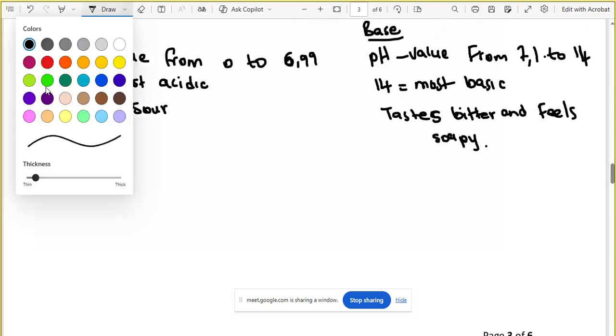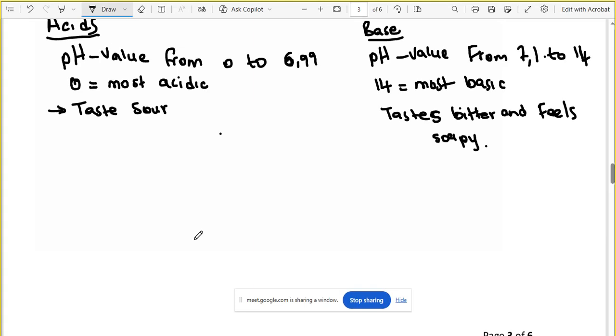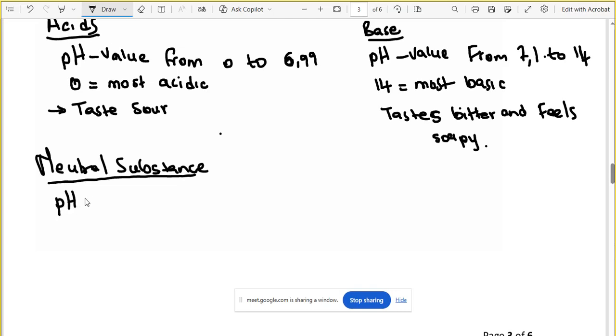Let us quickly look at how a neutral substance is. So if we say a substance is neutral, for a neutral substance, we know what will be the pH.